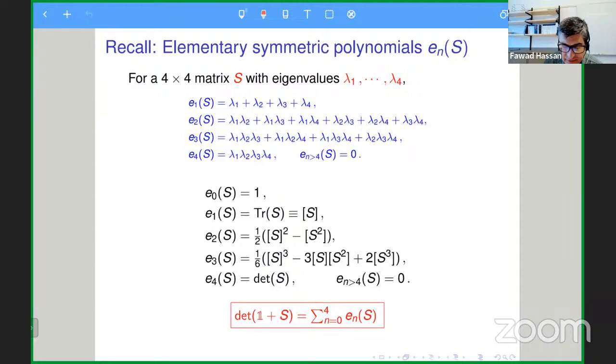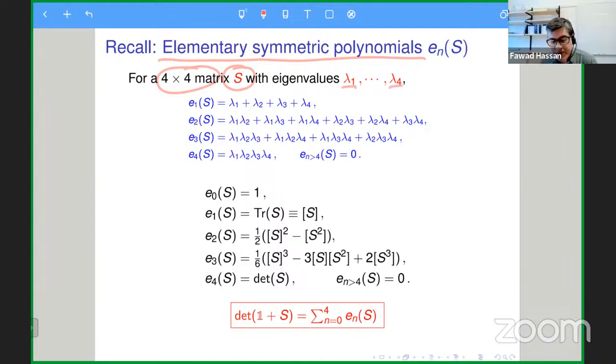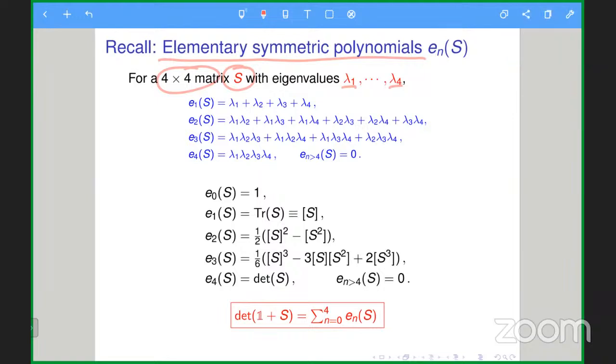To understand that, first we go back to something very, very old, and that is the notion of elementary symmetric polynomials of a matrix S. So suppose we have a matrix S, which is a 4x4 matrix for us. We take a 4x4 matrix S, and it has eigenvalues lambda1 to lambda4. Excuse me, you suppose that the matrix is Hermitian? So this S is not Hermitian, no. Not Hermitian, okay, thank you.